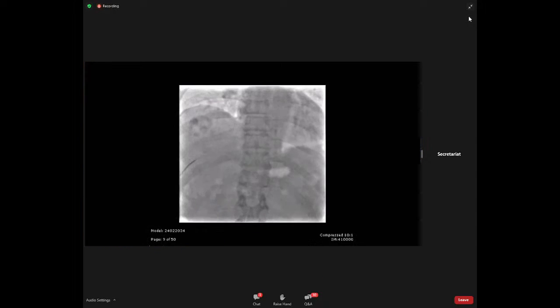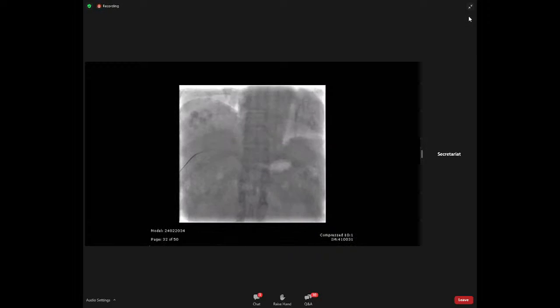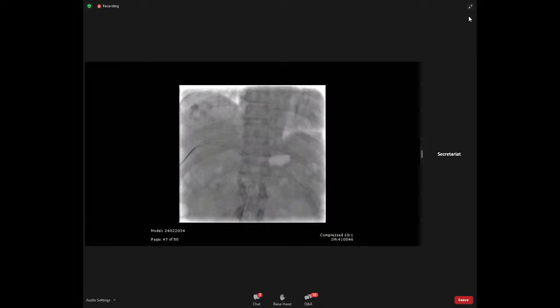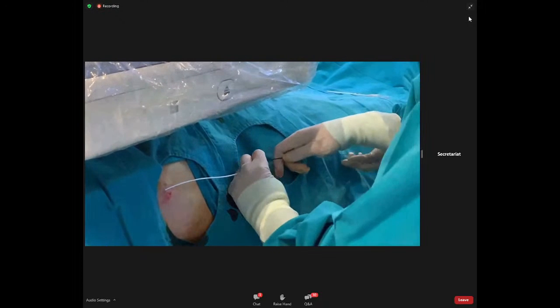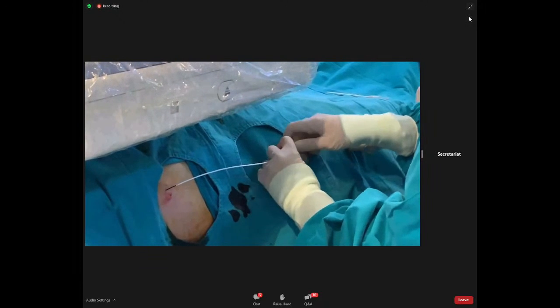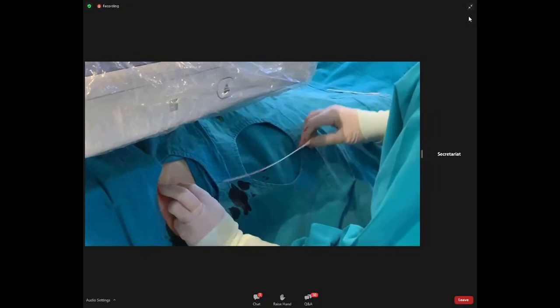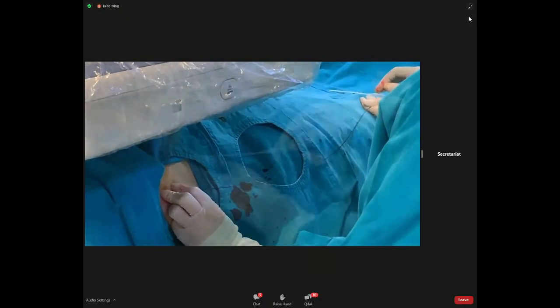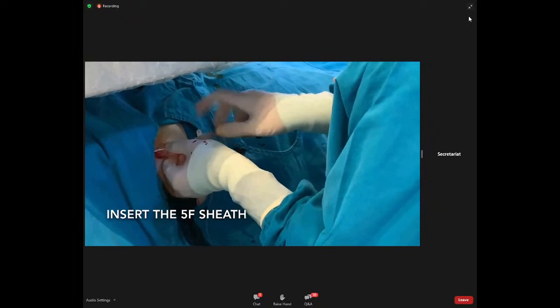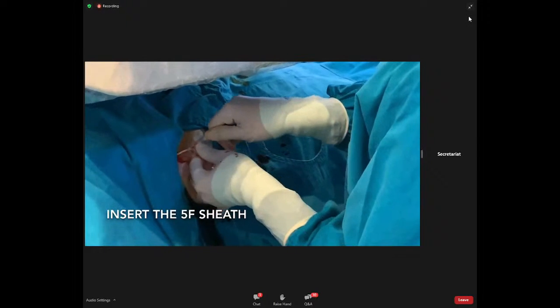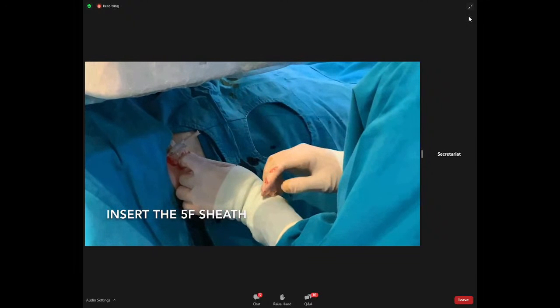A .035 guide wire was inserted through the micropuncture set under fluoroscopy. Then the micropuncture set was removed. A 5 French introducer sheath was installed over the .035 guide wire. I usually keep the micro guide wire as a safety guide wire. Sometimes if the introducer sheath is occluded or malpositioned, I can have another safety access route from the micro guide wire.